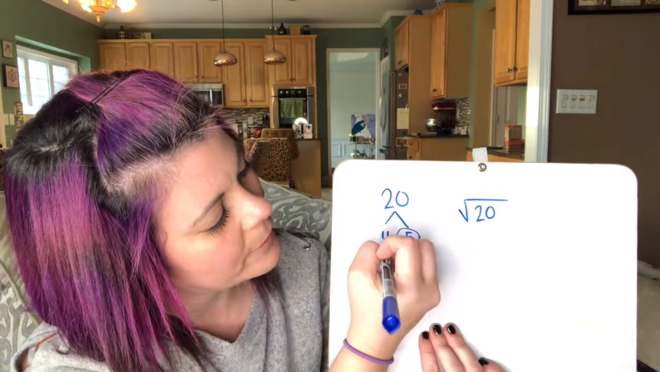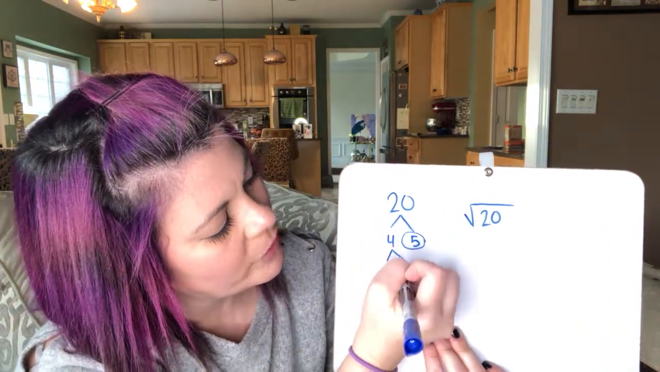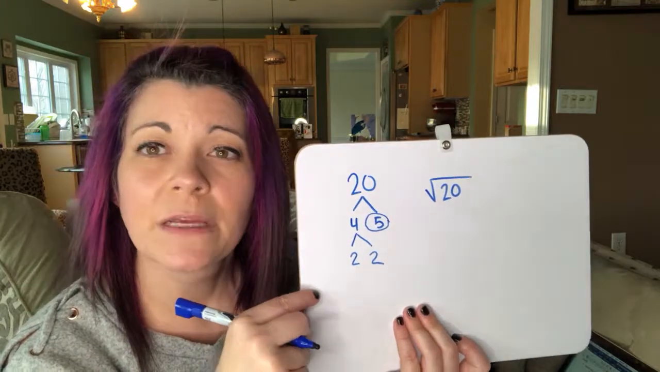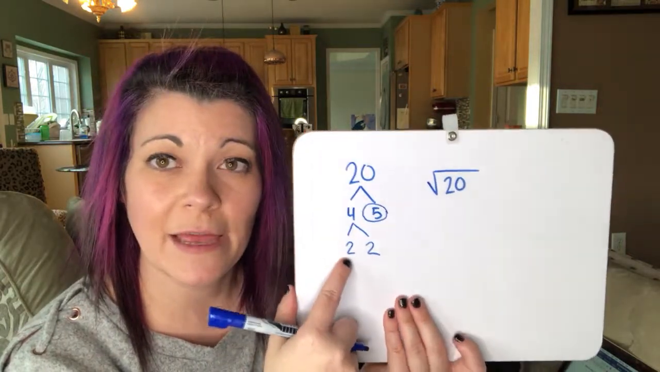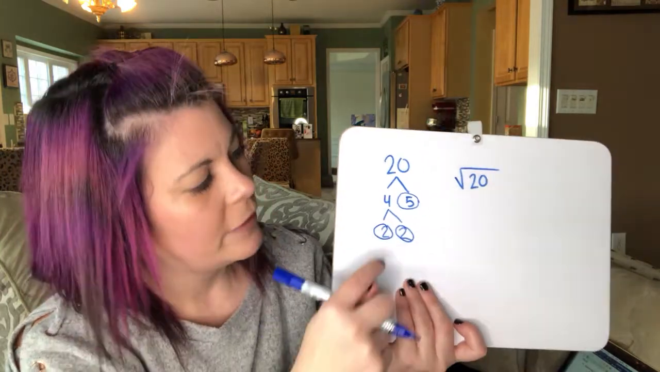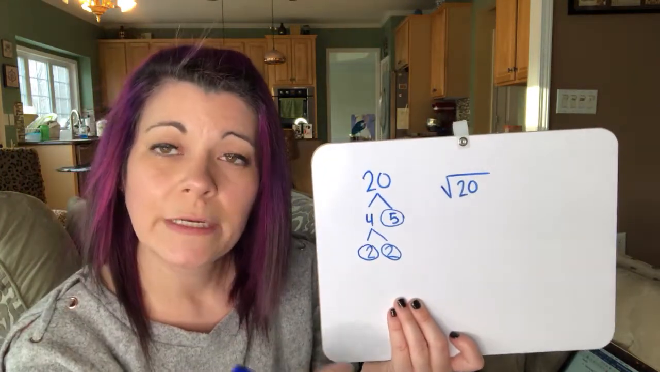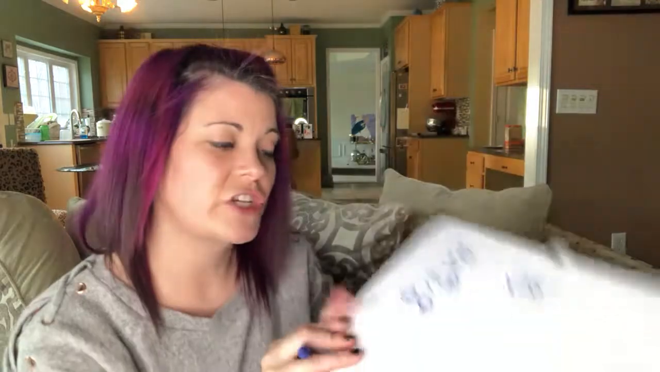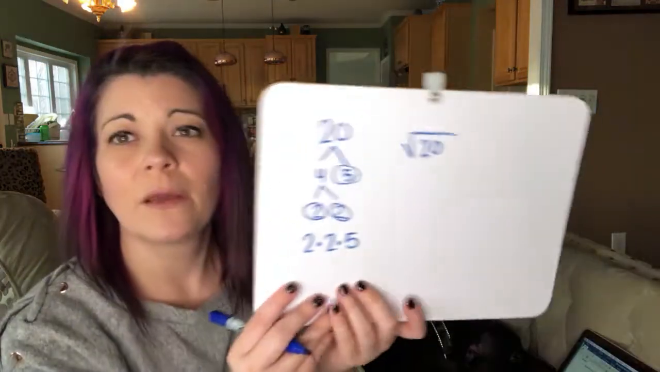4, I can continue to break down because 2 and 2 gives me 4 as well. Can I break down 2? Nope. 2 is prime, so I'm going to circle those 2. Everything that I have circled is what you call the prime factorization of 20. So that means 2 times 2 times 5 will give us 20.